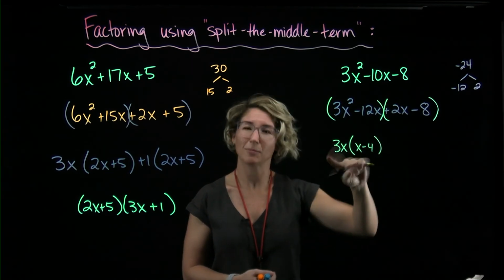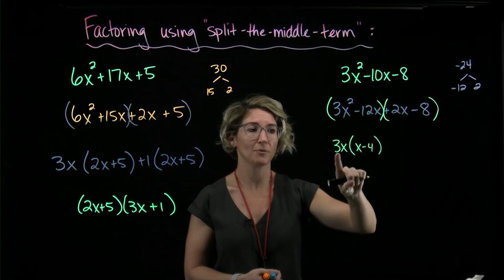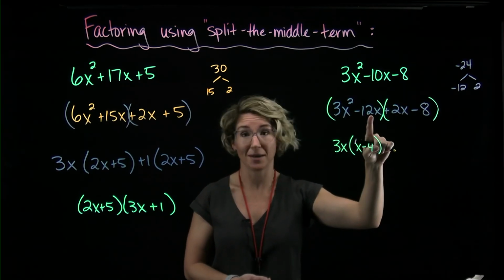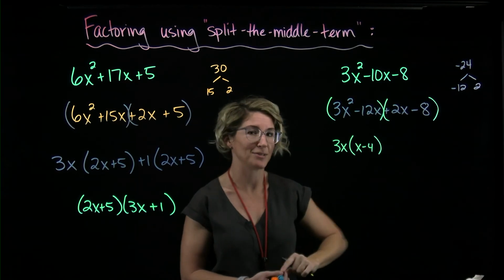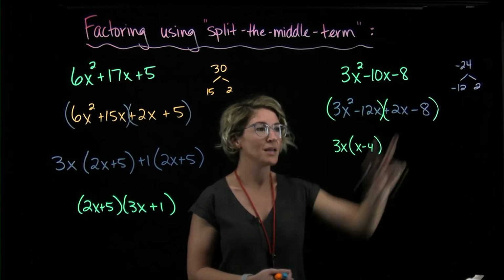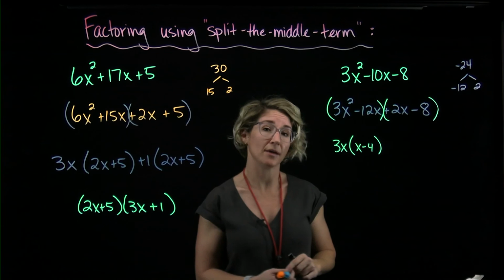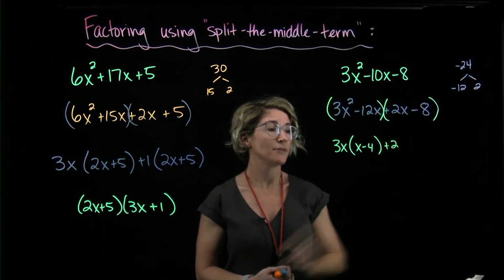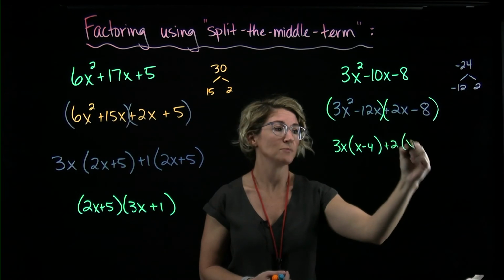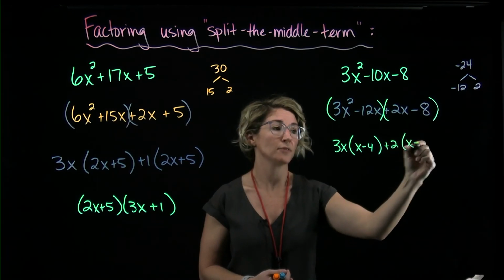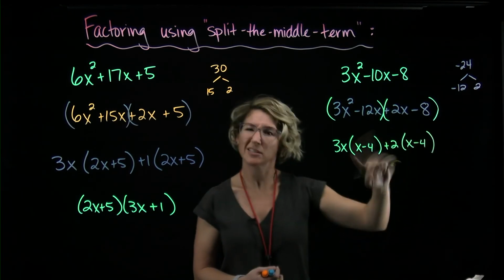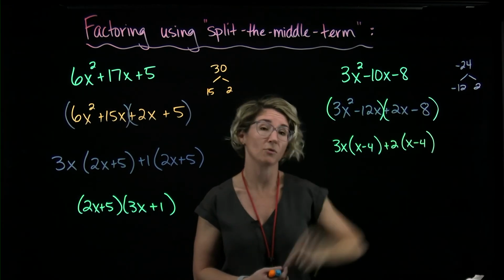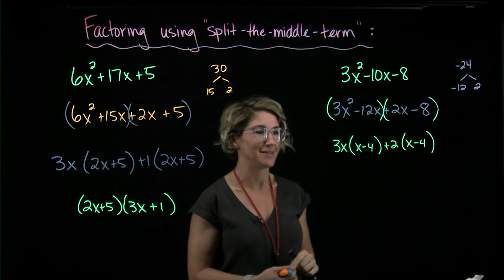You can always double check by quickly distributing through. 3x times x is my 3x squared. 3x times negative 4 does give me that negative 12x, so I know I factored that greatest common factor correctly. In the second group, it looks like I can take out a GCF, a greatest common factor, of a positive 2. If I take out positive 2, that leaves me with an x, be careful now, minus 4, right? Double check real quick. 2 times x is 2x. 2 times negative 4 gives me that negative 8, so I know that I did that correctly.